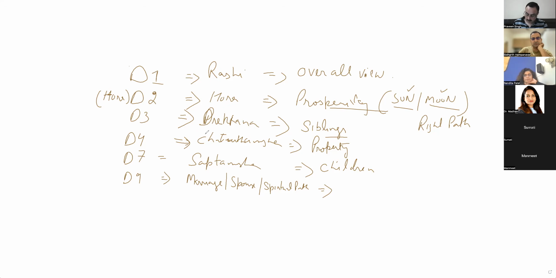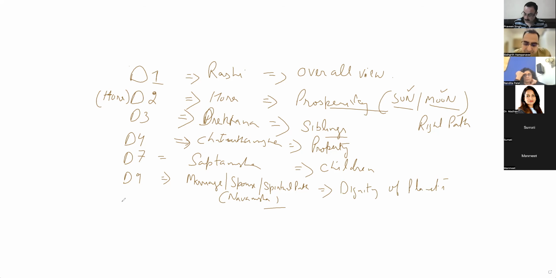Okay, so marriage, spouse, and this, as you know, is called what? This is known as the Navamsha chart. Navamsha, the most common thing. Marriage, and also we look at Navamsha to understand the dignity of the planets. The dignity of the planets is also seen from the Navamsha. Right? How a planet is actually going to behave.